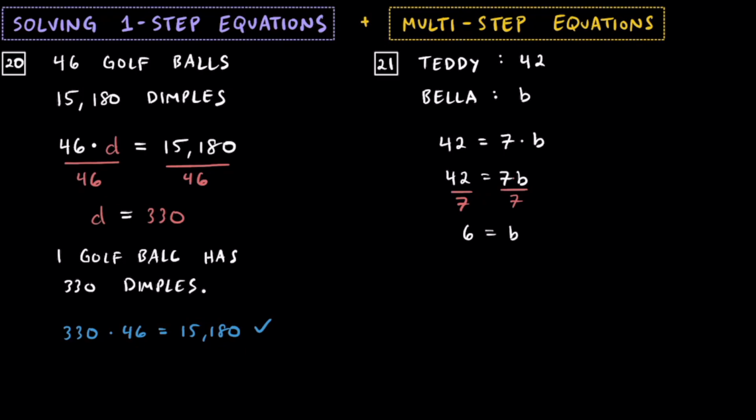So we know from this that Bella is 6 years old, just like that. While we did division to solve this problem, we need 42 divided by 7 is 6. If we take Bella's age and multiply it by 7, so 7 times 6, we get 42, which is Teddy's age. So it does work out.